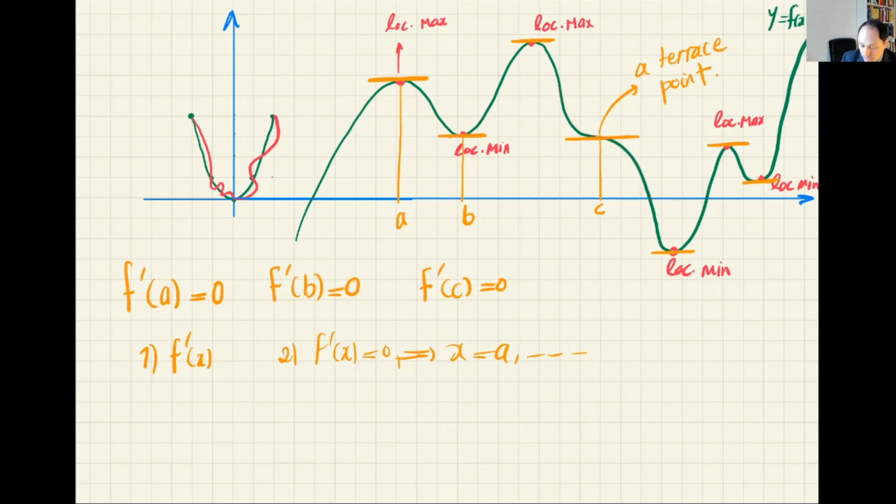Of course, you might have a terrace point like this, where the function is increasing and after that, again increasing. So this is the main property that I can use to differentiate a terrace point from a local extreme point. In a terrace point, the function before the point and after the point has the same nature. It decreases all the time or it increases all the time. But for a local maximum point, the function goes up and then goes down.